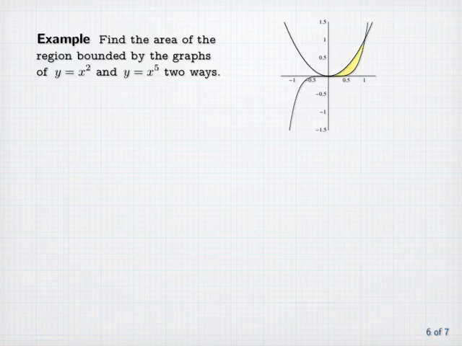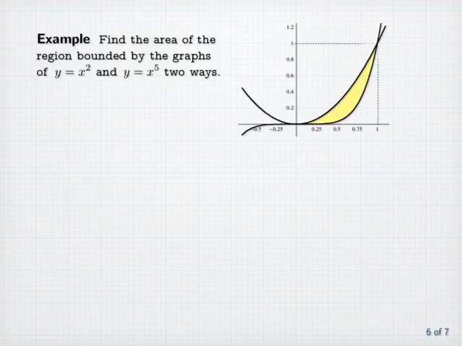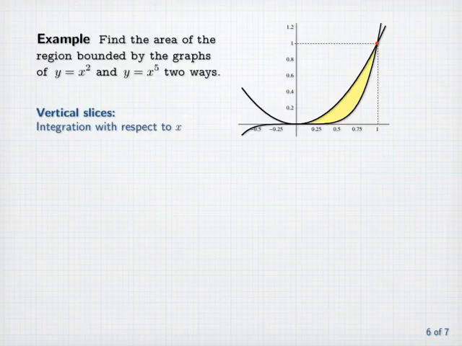Now let's zoom in on that a little bit. Let's first look at vertical slices. This corresponds to integration with respect to x. Here's a vertical slice located at an arbitrary x. The top of that slice is on the curve y equals x squared. The bottom is on the curve y equals x to the fifth. So the length or the height of that slice is going to be x squared minus x to the fifth. And so our dA is x squared minus x to the fifth times dx.